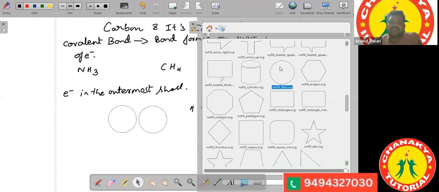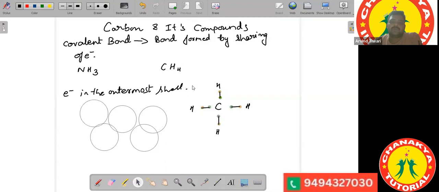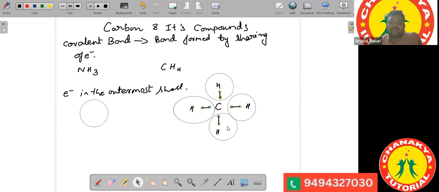So let's see how we can represent this. This is just a representation. See this hydrogen, now it can have 2 electrons. This is how this hydrogen will look. In a similar way, you will have this other hydrogen with 2 electrons, and the other one also having 2 electrons.